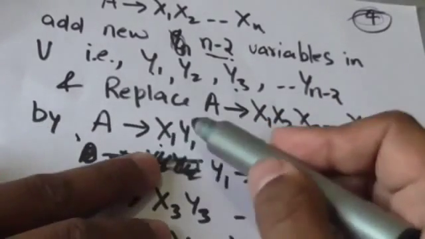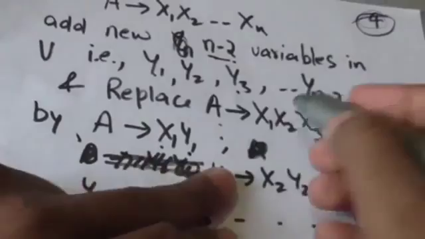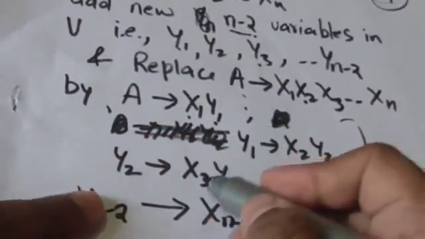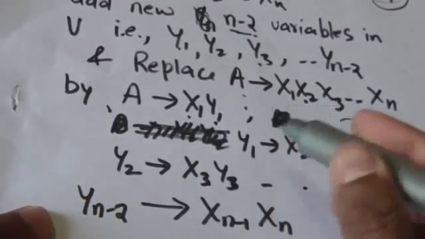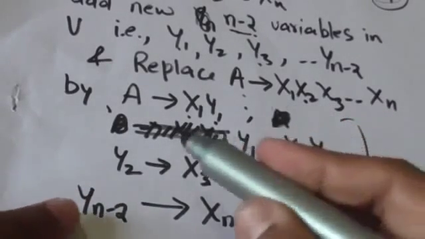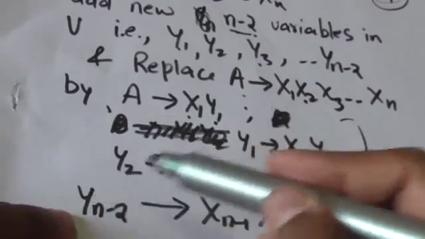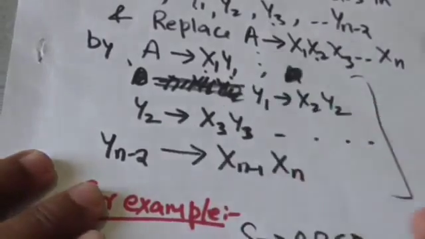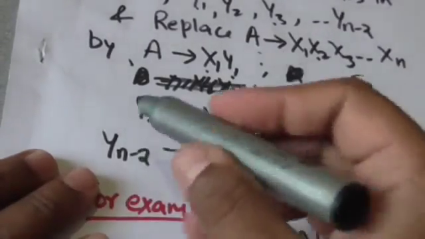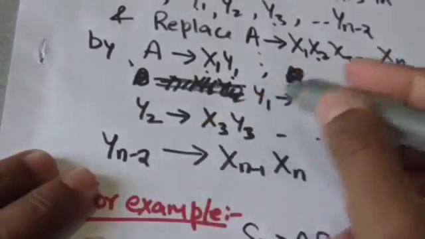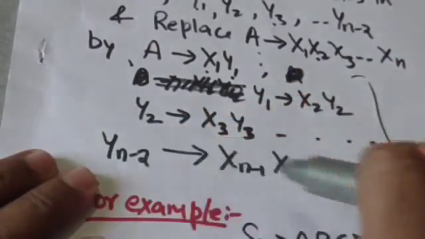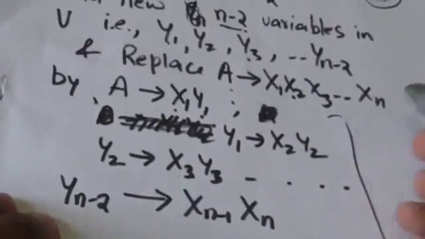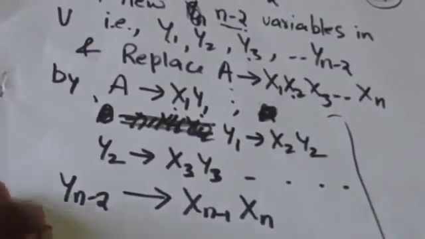A derives X1 Y1, Y1 derives X2 Y2, Y2 derives X3 Y3, and so on up to Yn minus 3, and the production for variable Yn minus 2 will be Yn minus 2 derives Xn minus 1 and Xn.